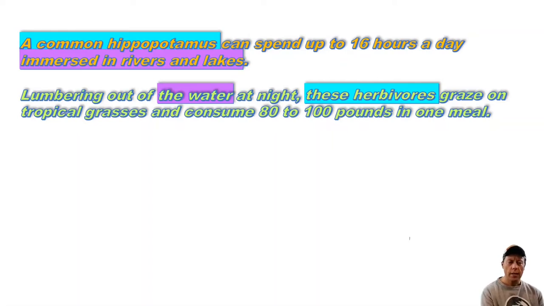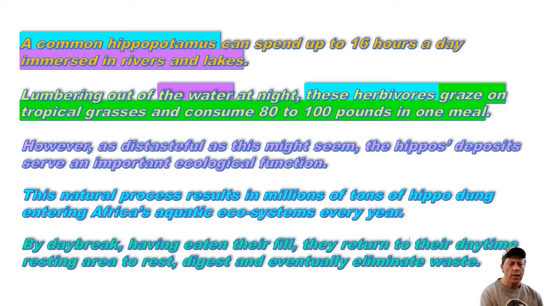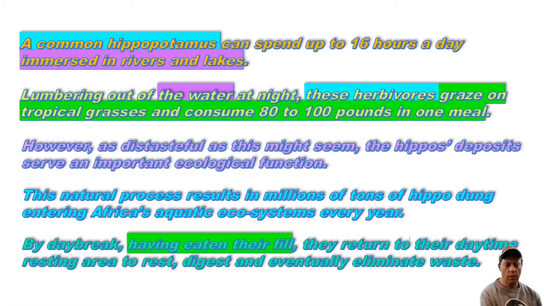Okay, so the next thing we have to do is identify another key idea in the second sentence and link it to another sentence. So what's the key? Okay, graze on tropical grasses. That's eat, something to do with eating. Consume, that also means eat. And then it says in one meal, it's all to do with something about eating. Hippopotamus is eating. Okay, is there something about eating in another sentence? Well, it says directly having eaten their fill. They must go together. So having eaten their fill and meal, consume, graze seems to go together.